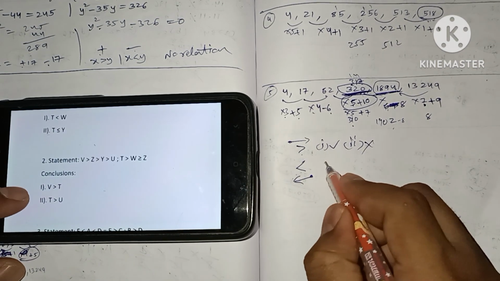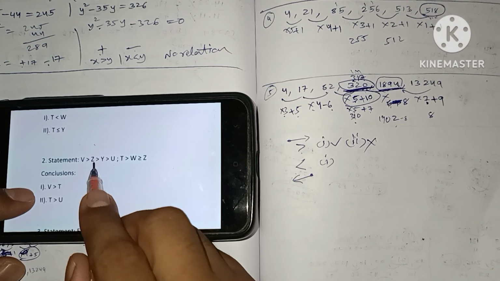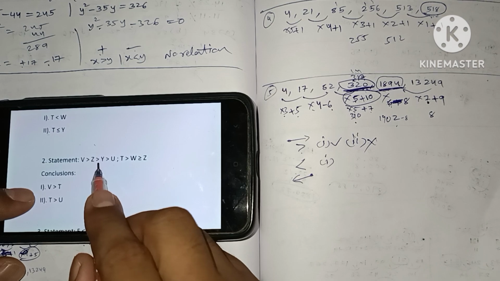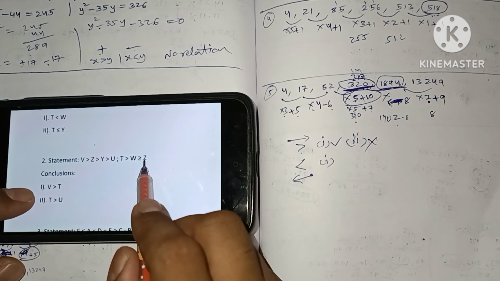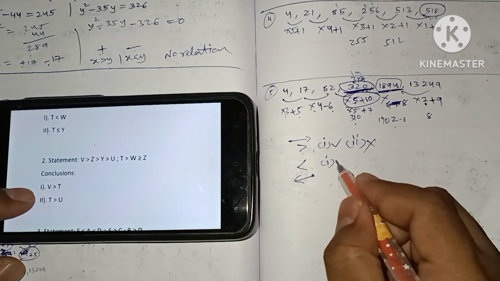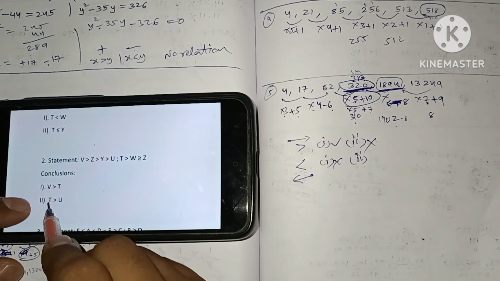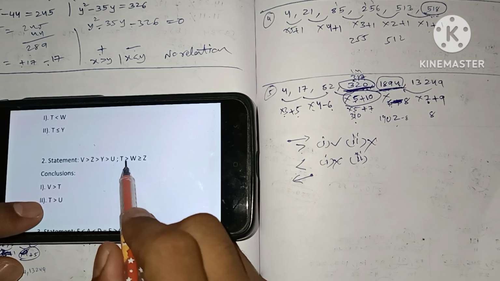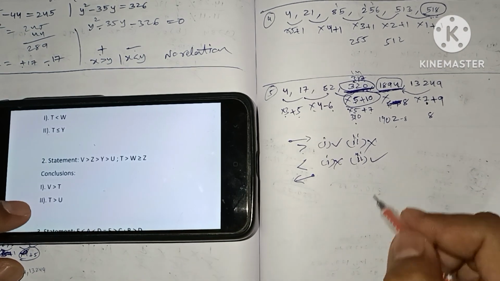Second question. First conclusion, the flow from V to T. From V we can reach to Z, Y and U. Here V to Z is possible. From Z we cannot reach to T. First conclusion is false. Second conclusion, the flow from T to U. From T we can reach to W and Z. From Z to U it is possible. So second conclusion is true.